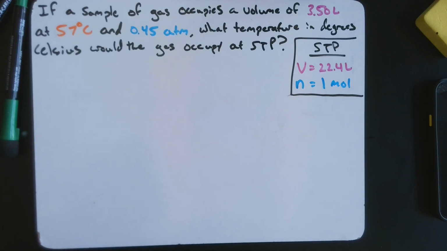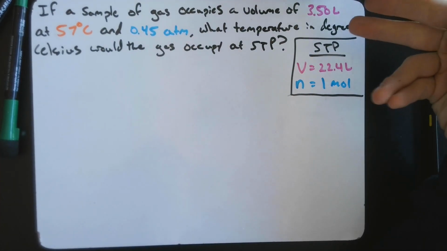If a sample of gas occupies a volume of 3.5 liters at 57 degrees Celsius and 0.45 atmospheres, what temperature in degrees Celsius would the gas occupy at STP? Okay, so right off the bat, whenever you read a gas law problem, I would immediately assign the numbers given to you in the problem. They're likely important, and you're probably going to end up having to use them.